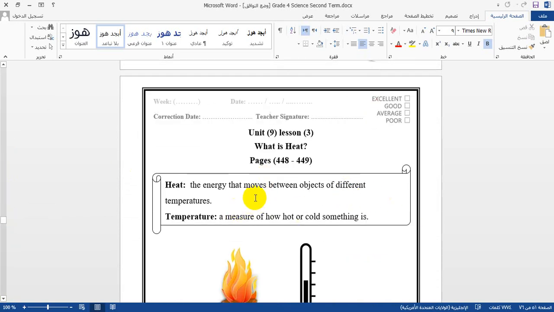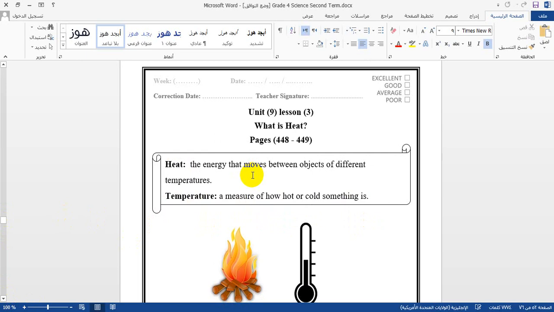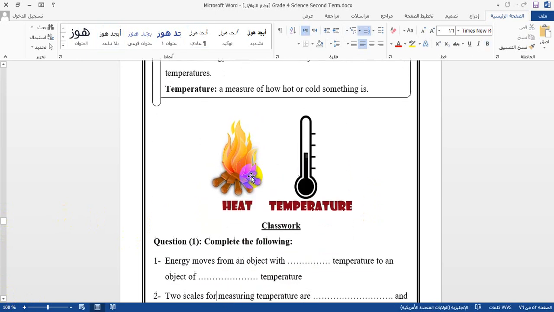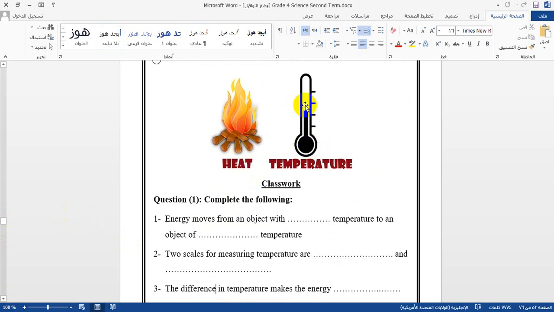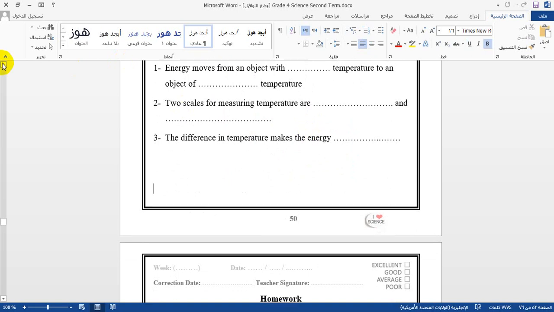Heat is the energy that moves between objects of different temperature. It's so easy. Energy moves between objects with different temperature. With the same temperature? Sure, no. With different temperature. That's what I mean. So this is the heat. What about temperature itself? It is the measure of how hot or cold something is. This is the heat, and this is the temperature, and this is the thermometer, the tool that we use to measure it. Now we will solve question number 1.